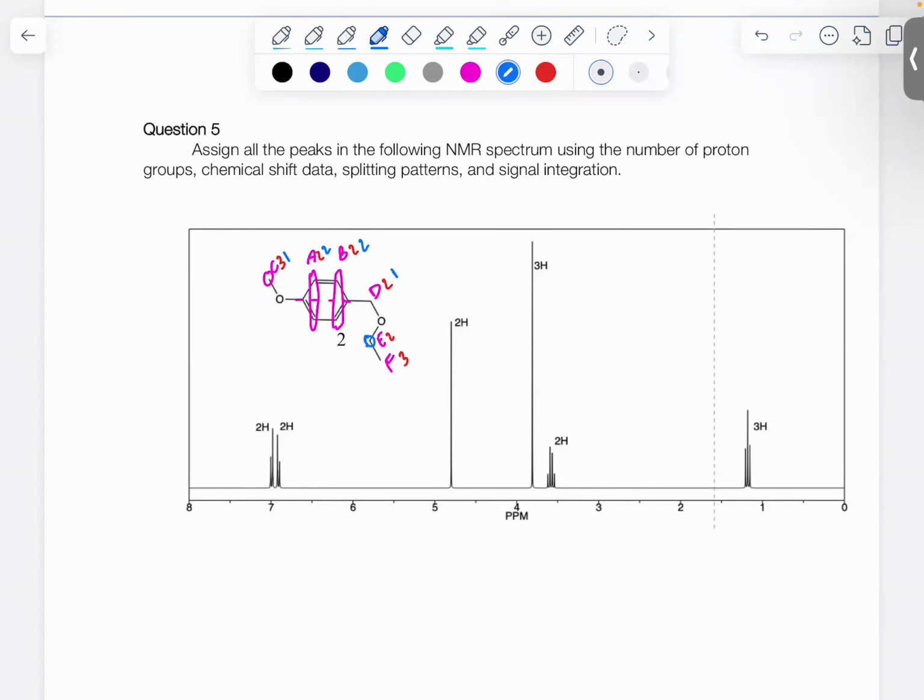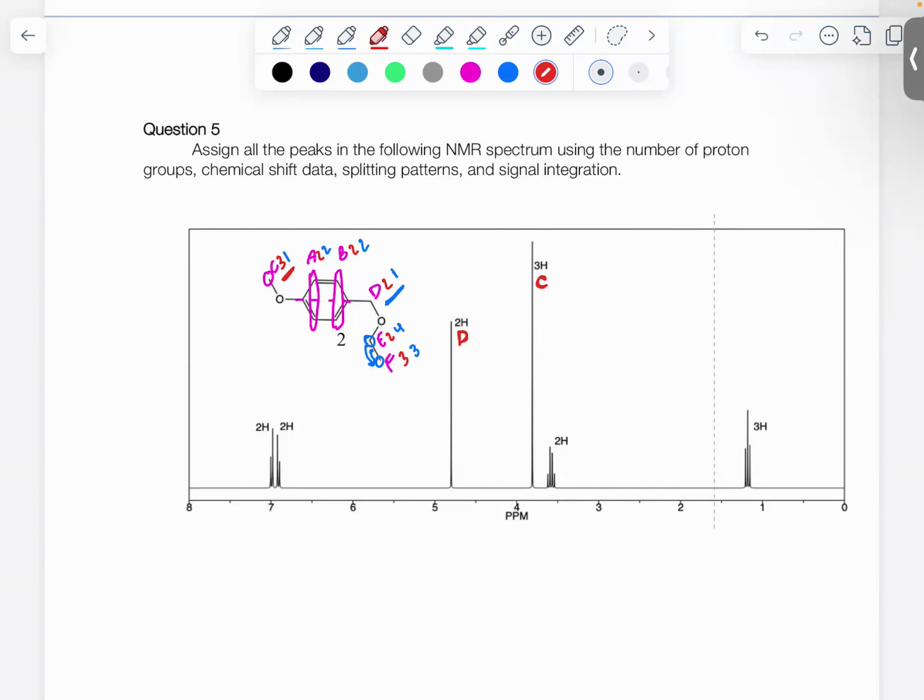E here has 3 neighbors. We would expect a quartet. F has 2 neighbors, so we would expect a triplet. And then we can use our chemical shift data from the table to help us. So we only have 1 singlet that's worth 2 integration, so this must be signal D. We can use the same thought process for labeling this peak here as signal C.